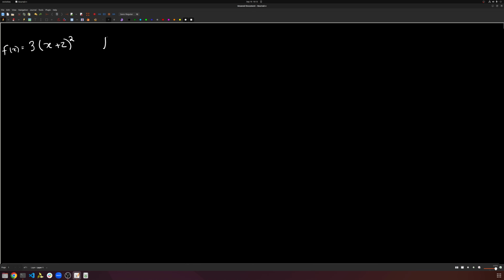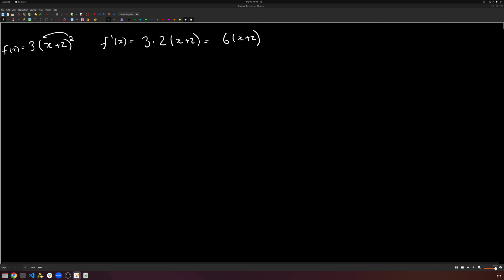So how do we find the derivative? The f prime of x is equal to 3 times, just like always, the 2 comes out in front and we subtract 1. So 3 times 2 times (x plus 2), which is 6 times (x plus 2). This is the derivative of this function, nothing crazy, right? So if I wanted to find f prime of 1, what is the derivative of this function at 1? This is going to be 1 plus 2 is 3, times 6 is 18. That's the derivative of this function at 1.